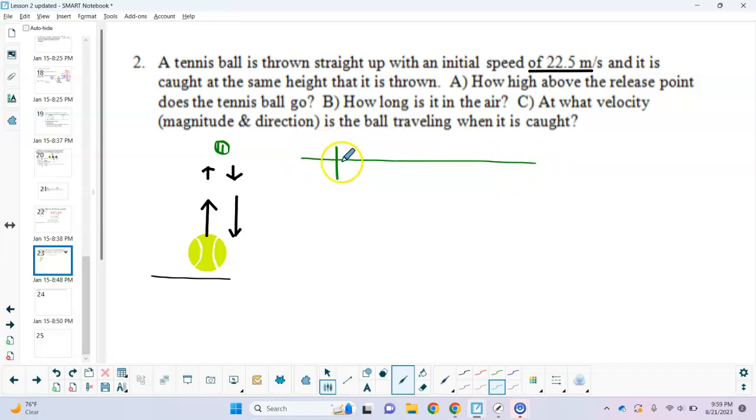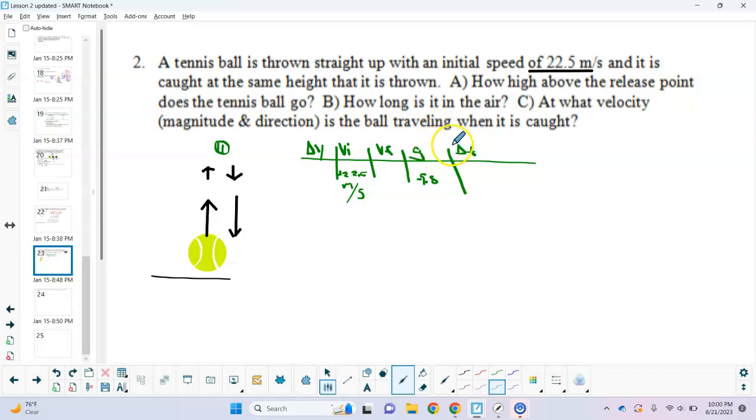Filling in the table, and we'll figure out what we're looking for. So again, delta y, vi, vf, g, and change in time. So the initial velocity is going upward at 22.5, so it's a positive 22.5. That's meters per second. Gravity is always negative 9.8. And that's all the numbers that are kind of given in this problem.